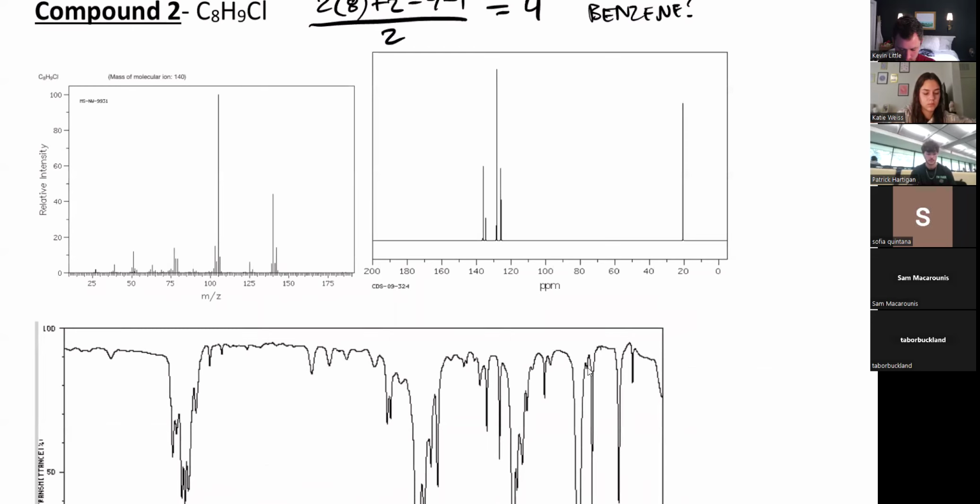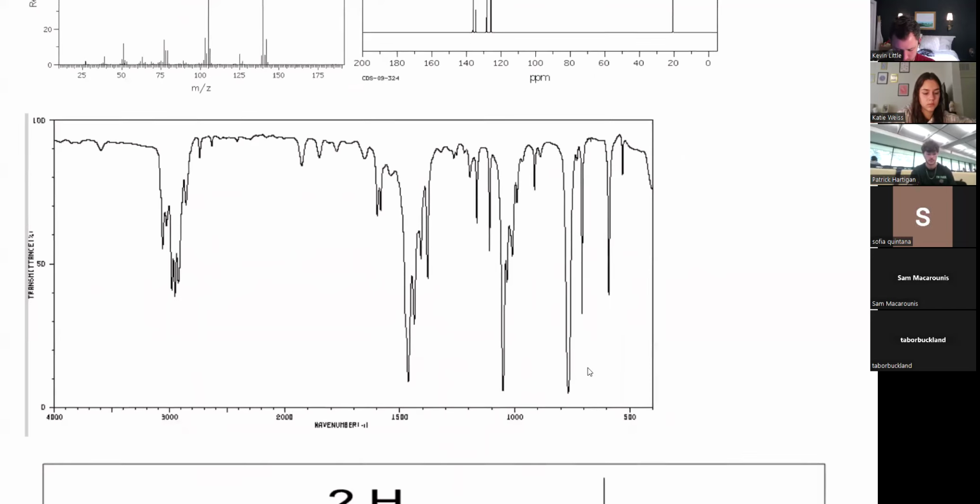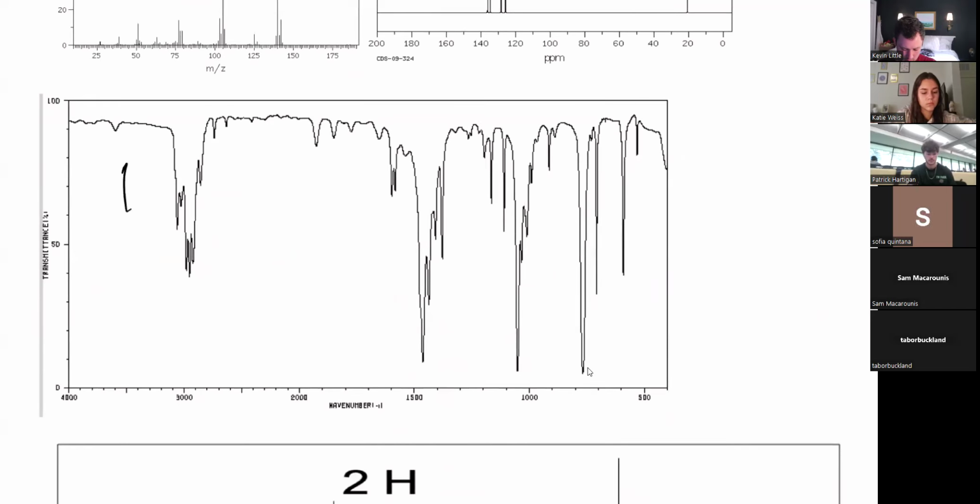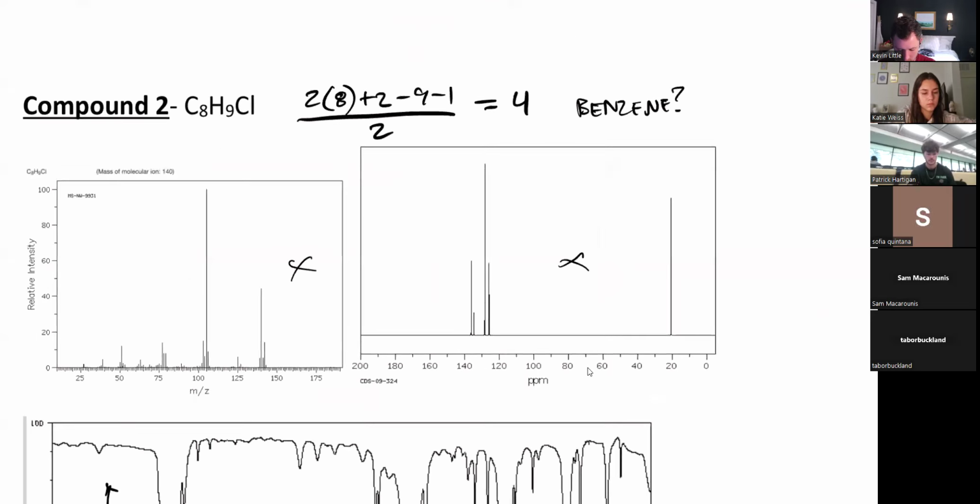I'm going to ignore these and come here. There's no OH or carbonyl, which isn't surprising because I don't even have an oxygen in here.